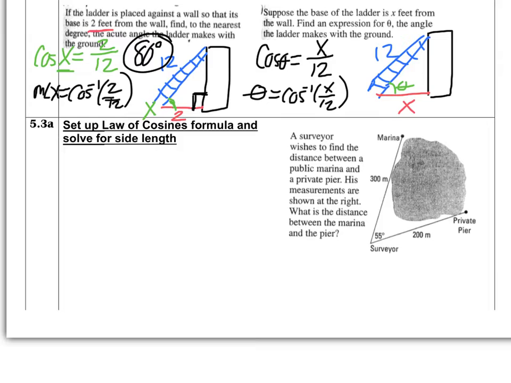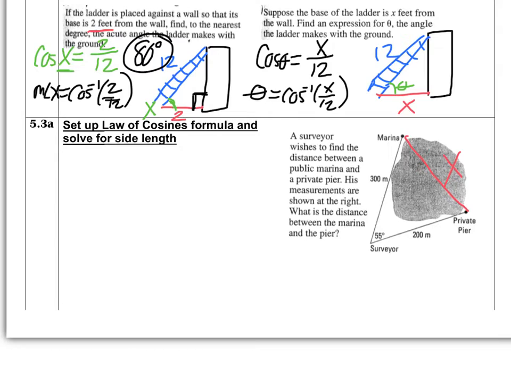5.38 wants us to set up a law of cosines formula and solve for a side length. So here we have a surveyor who wishes to find the distance between a public marina and a private pier. So it looks like it's a distance right here on this picture that they want to find. His measurements are shown at the right. What is the distance between those?